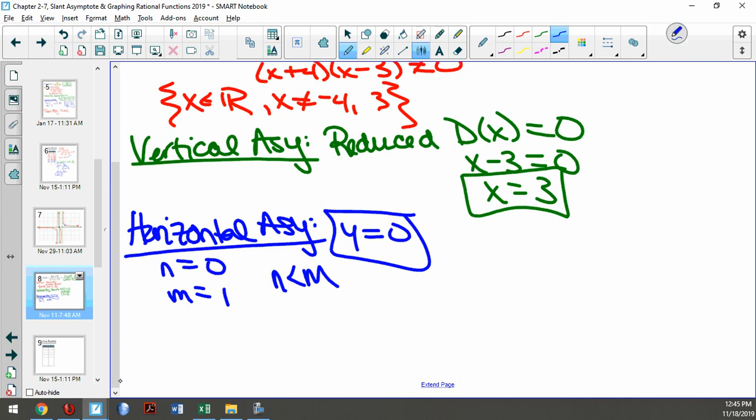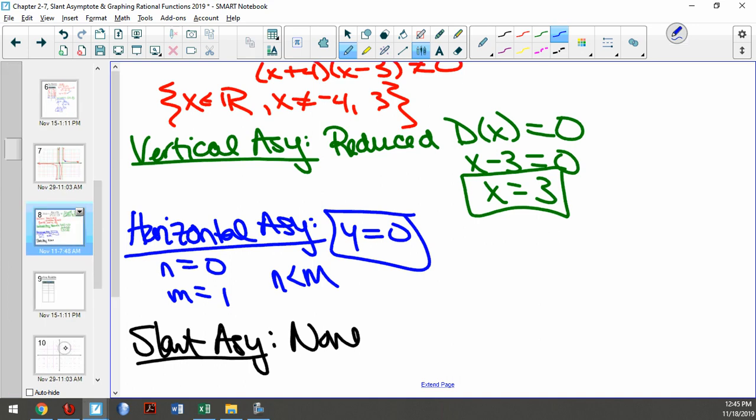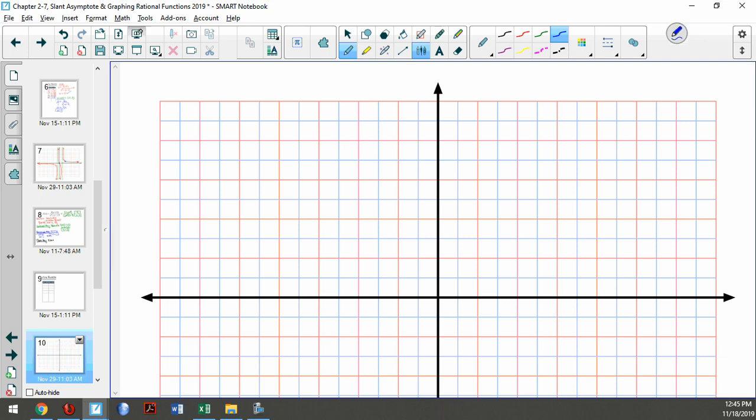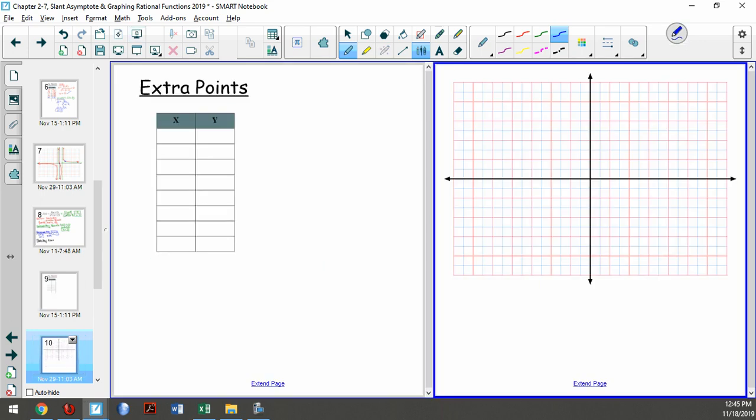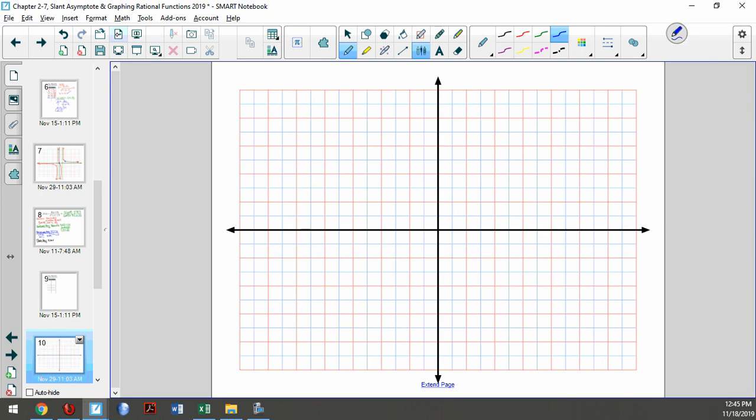So next is going to be my slant. Do I have a slant asymptote? Why? I already have a horizontal asymptote, so I can't have a slant. Any questions so far? So I'm going to graph my asymptotes. And what are my asymptotes?